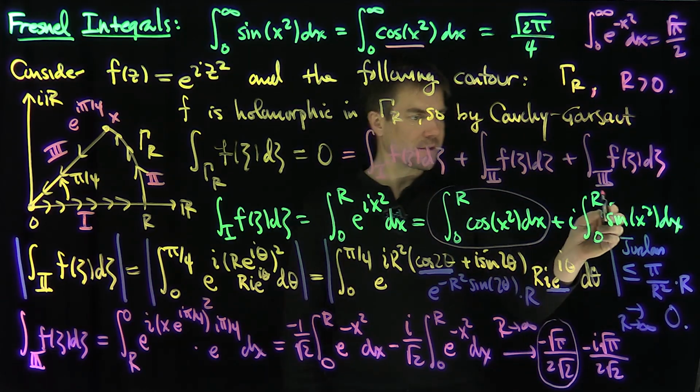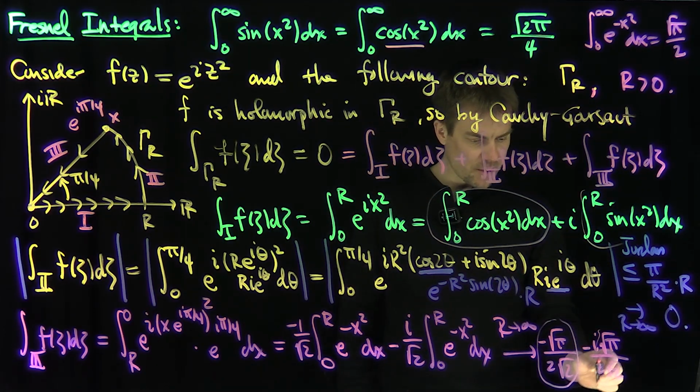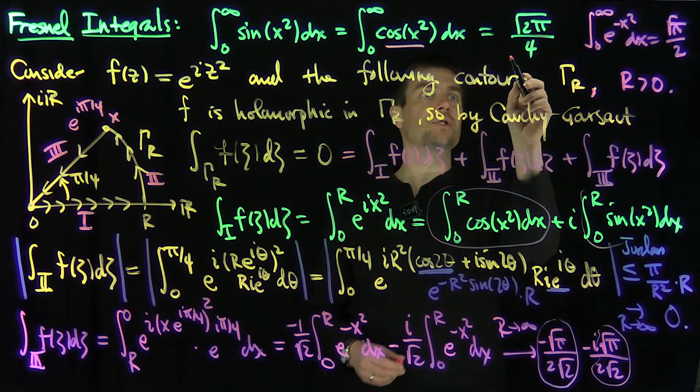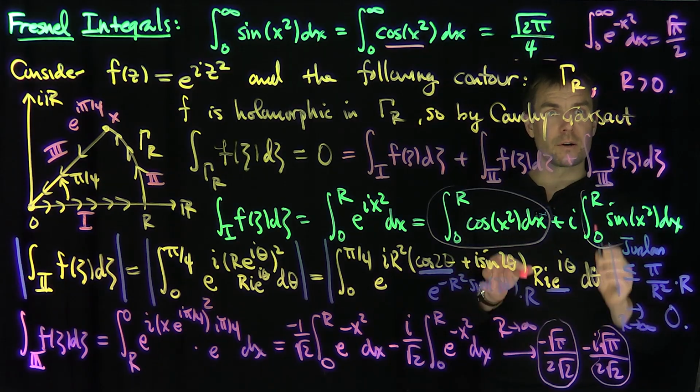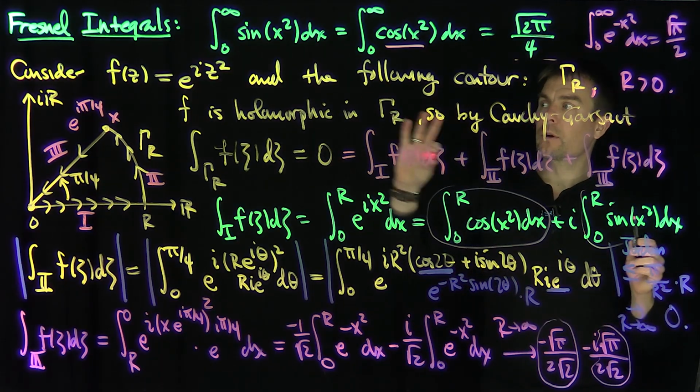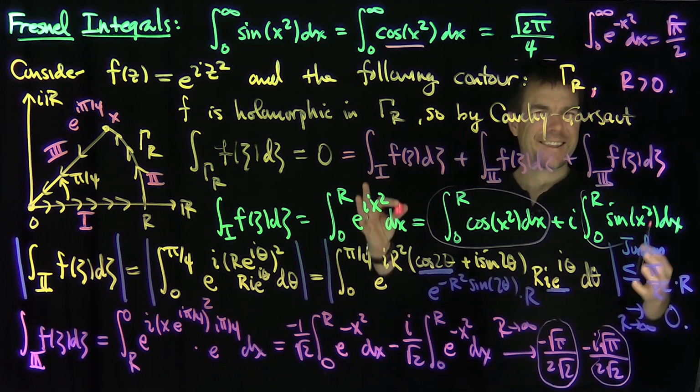Similarly, what's going to happen with this sine term over here? That's the imaginary term. The imaginary term is going to converge to the exact same value, which is the square root of 2 pi over 4. So these give me the exact values of these Fresnel integrals if I use this particular contour and use the Cauchy theorem. Thank you very much.